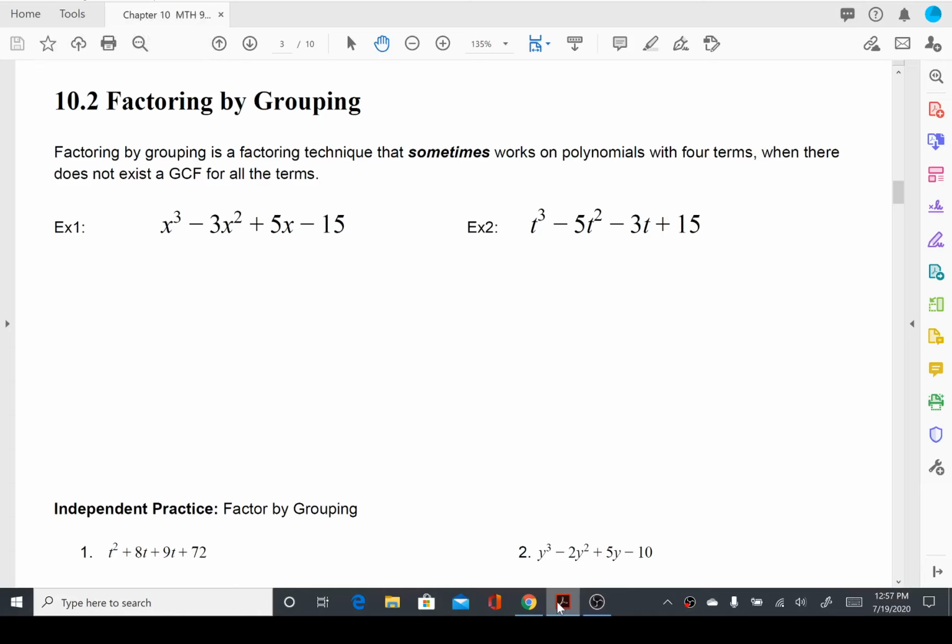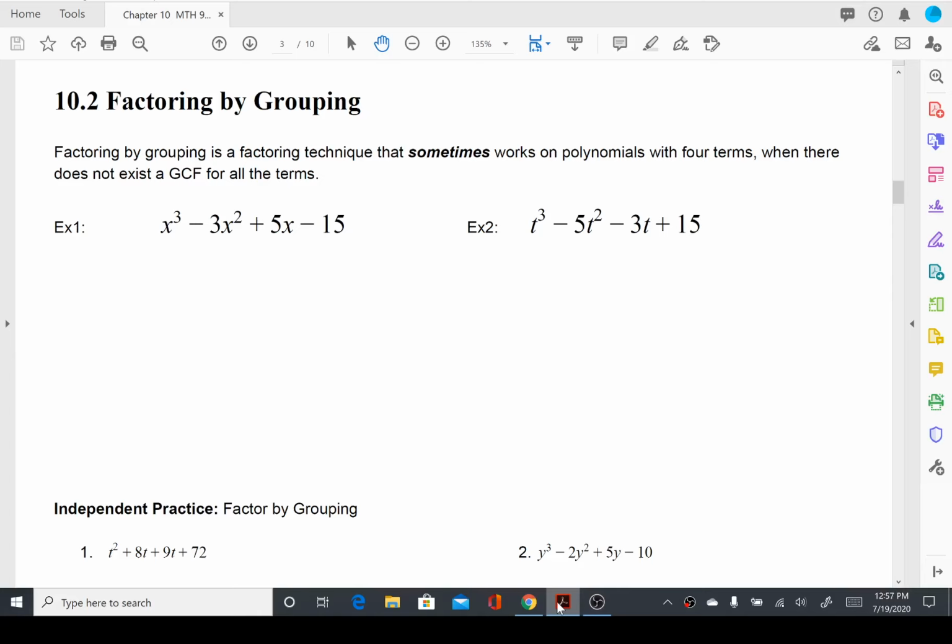Chapter 10.2, Factoring by Grouping. Factoring by grouping is a factoring technique that sometimes works, not all the time, on polynomials with 4 terms when there does not exist a greatest common factor for all the terms.